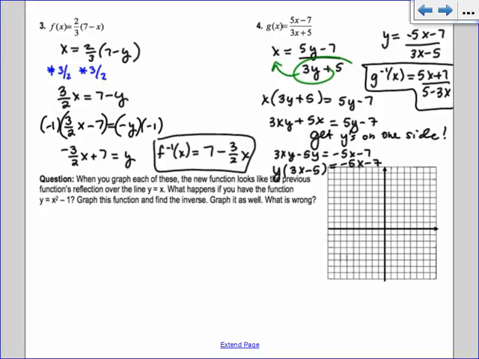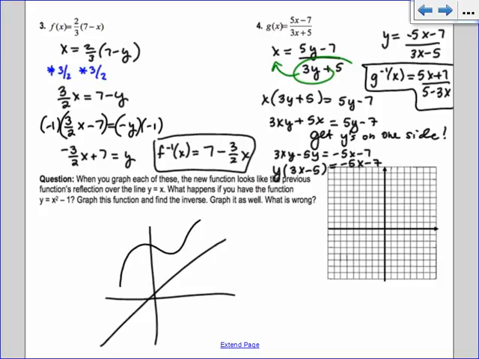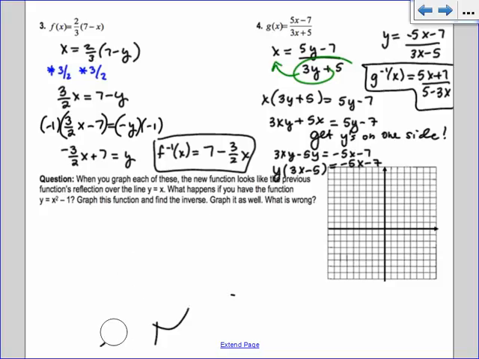So you can play around on your graphing calculator, you can graph both of those things, and you would have curves that are totally a reflection over the line y equals x, right? But sometimes we have a problem. So I'm going to show you what the problem is with this one.